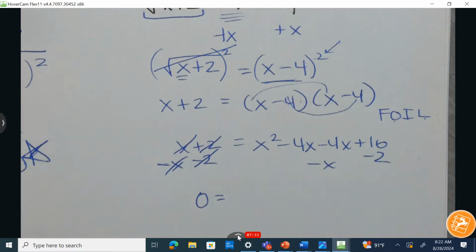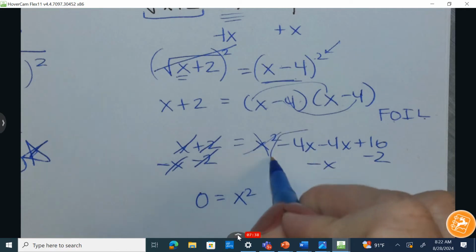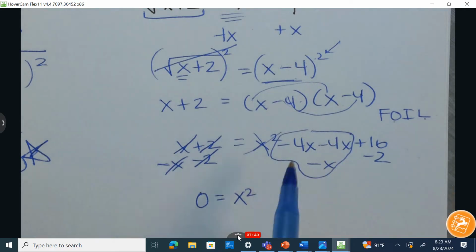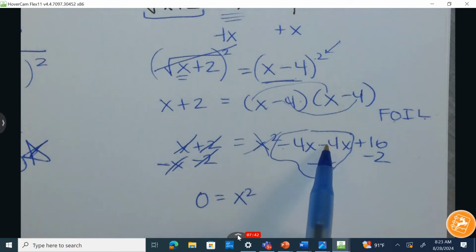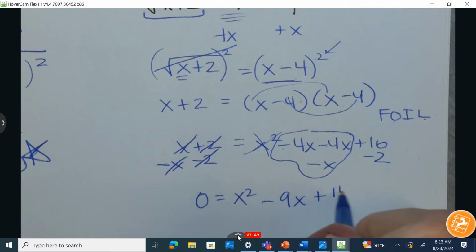On the right-hand side, I'm going to start by combining like terms. X squared, okay, I've taken care of that term. I have 3 terms that have a singular x. Negative 4 and negative 4 is negative 8, and negative 8 and negative 1 is negative 9. 16 minus 2 is 14.